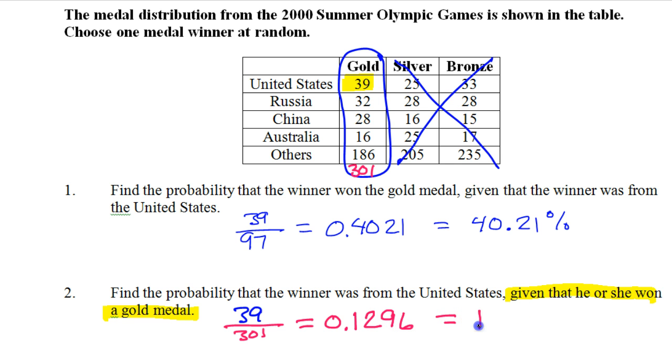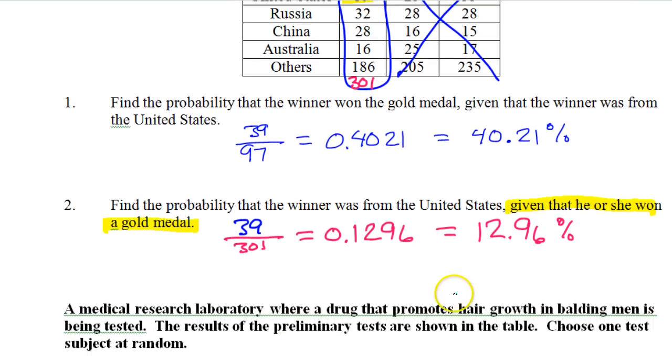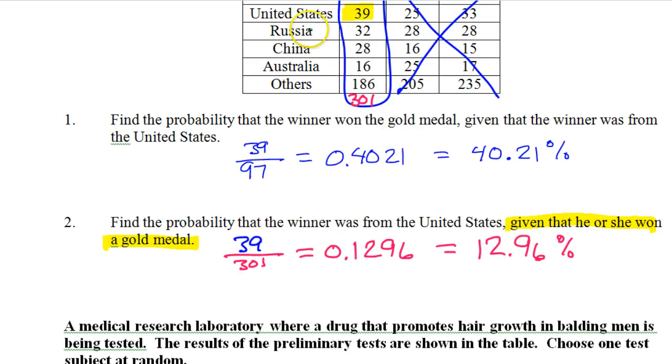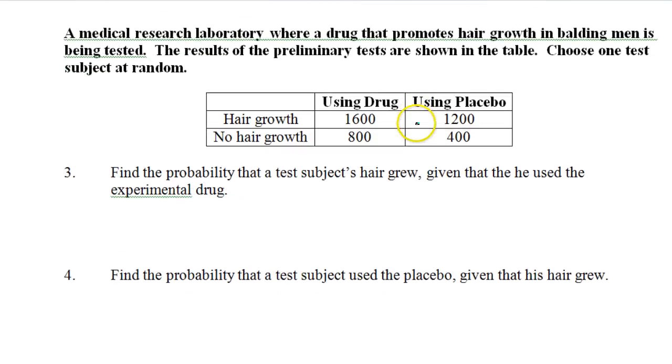Which would be approximately 12.96%. Okay, so that's how you do this. It is called conditional probability when we deal with the "given that" and we narrow down the universe. Okay, so it looks like we're moving on to a different type of problem.